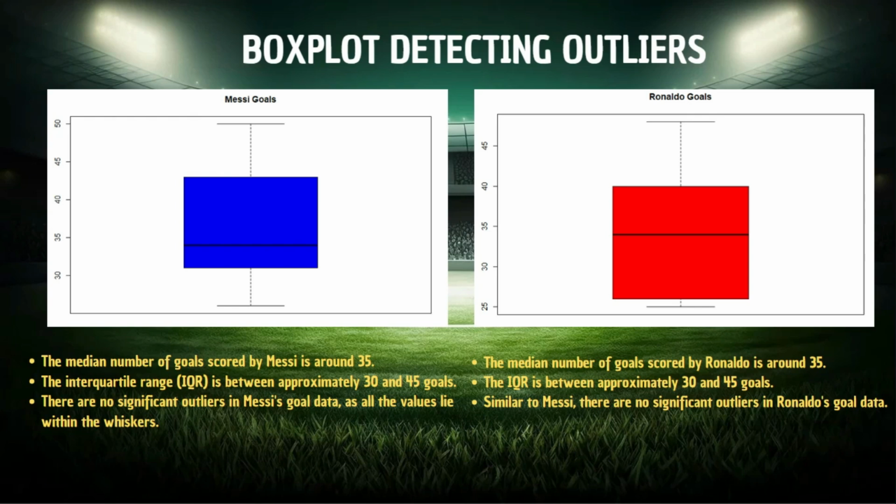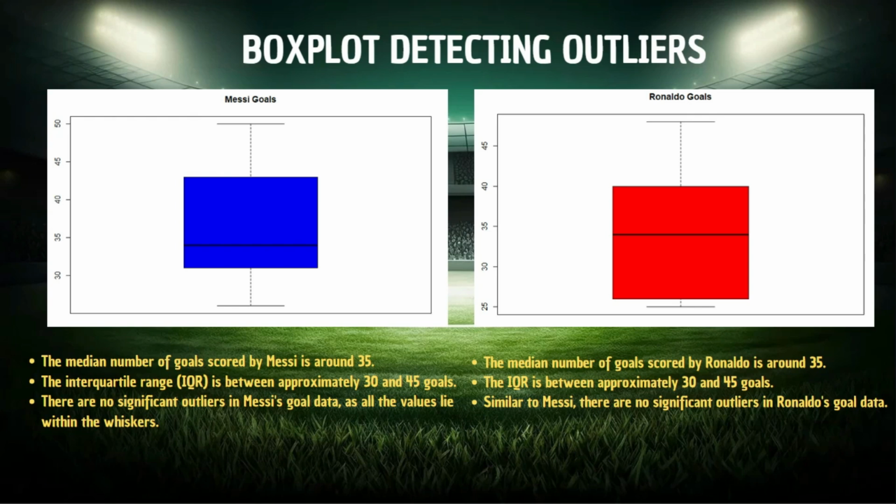And same with Ronaldo's box plot. We see that the median number of goals scored is around 35. The IQR is between roughly 30 and 45 goals. And there is no significant outlier, similar to Messi's goal data.